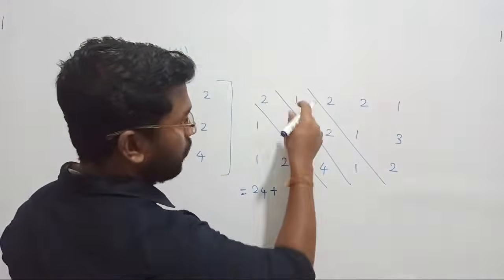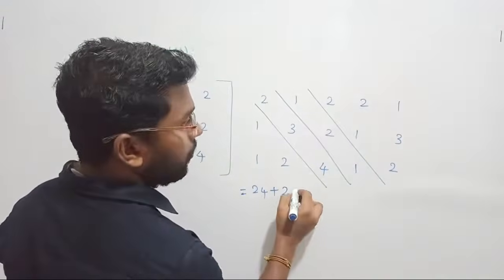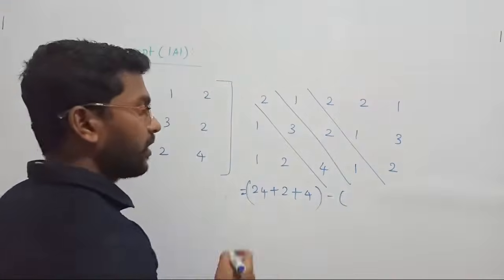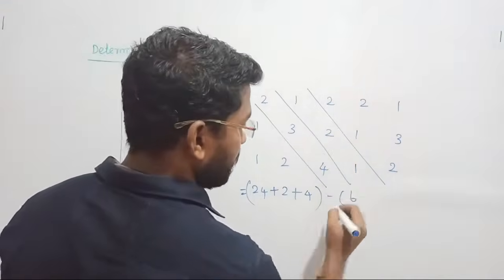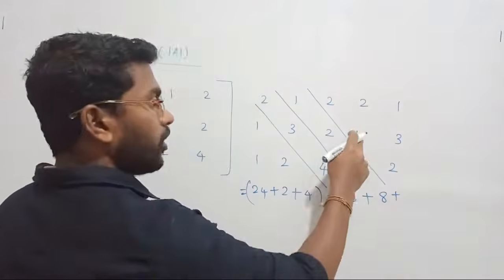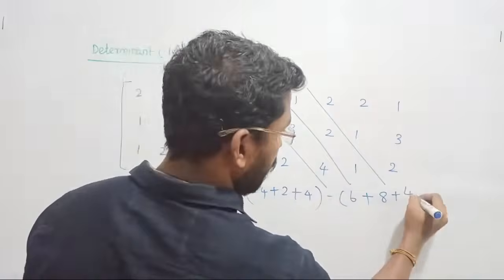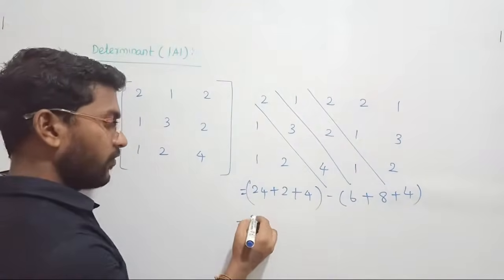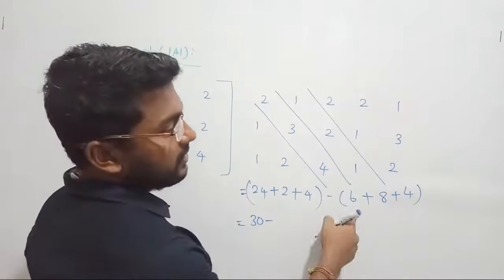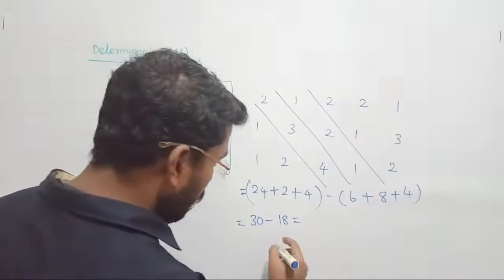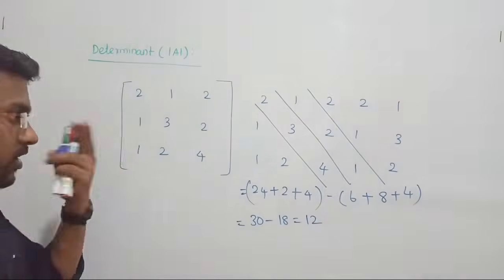Similarly, plus 1 into 2 into 1 will give you 2, plus 2 into 1 into 2 will give you 4. 140 is over, minus second part. 1 into 3 into 2 will give you 6, plus 2 into 2 into 2 will give you 8, plus 4 into 1 into 1 will give you 4. What is the answer? 24 plus 6 will give you 30, minus 6 plus, that is 18. Such that if I subtract these two, that will give you what? 12, right? Right. You can also cross check.